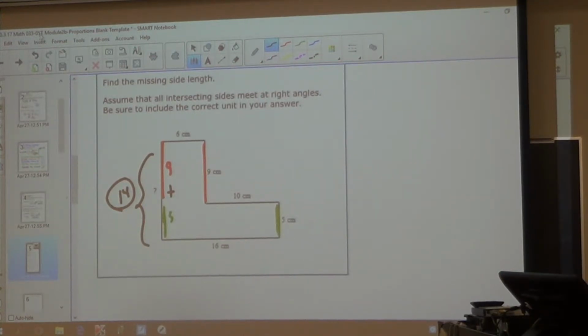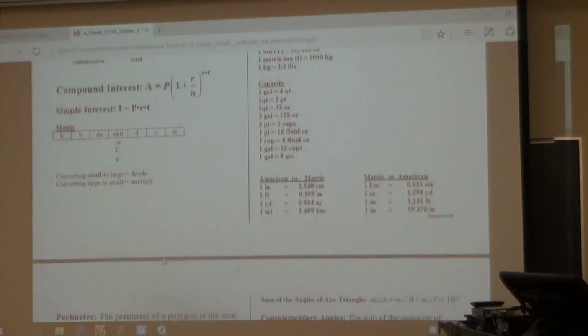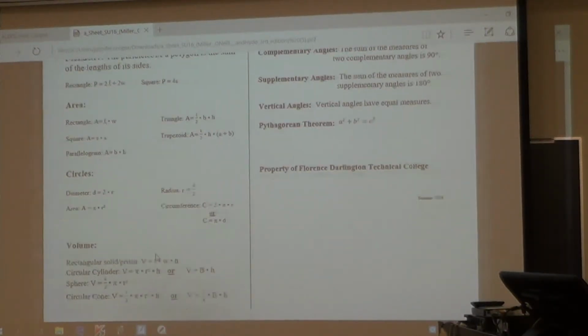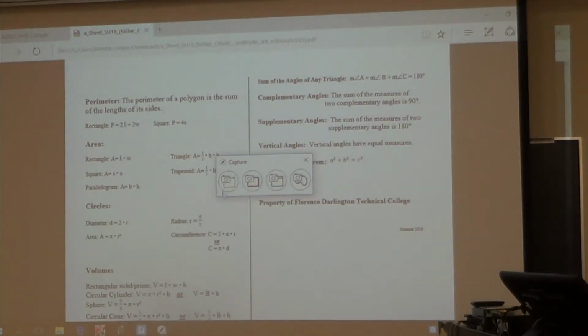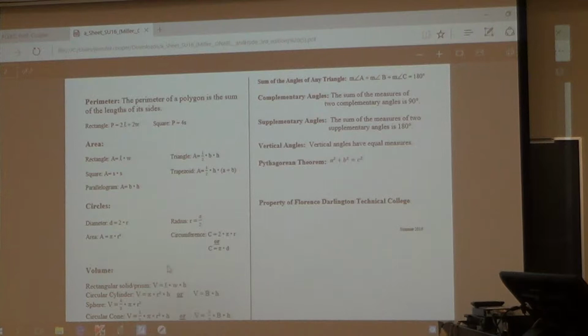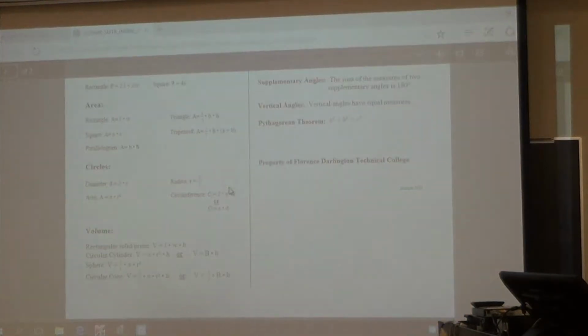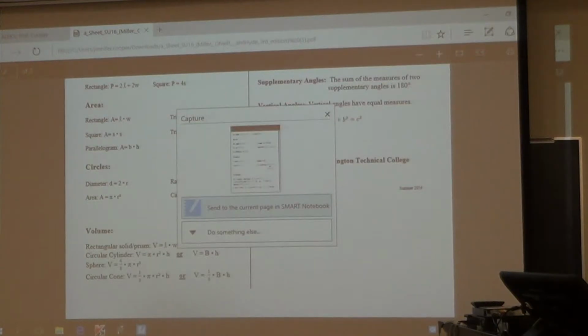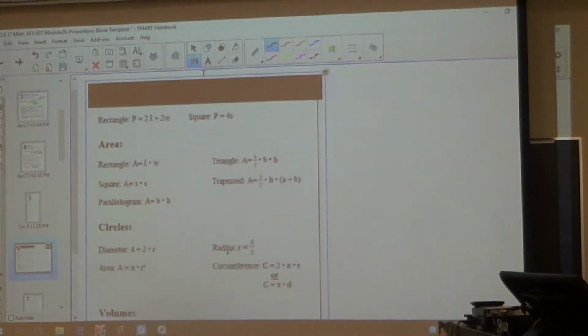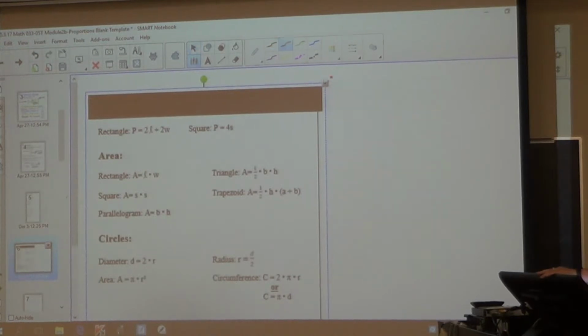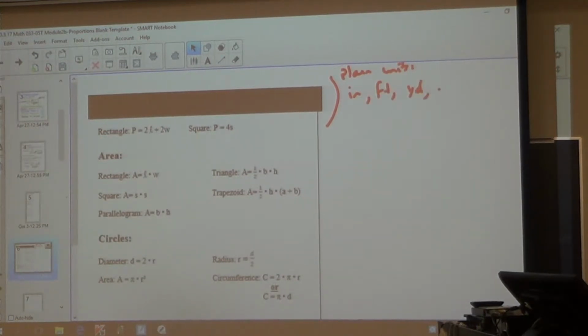Okay, when I give you a formula sheet, I kind of gave them to you in the order they need to be in. So perimeter has plain units. So perimeter is inches, feet, yards, miles, whatever. So the way I remember that, P for plain units, P for perimeter. So perimeter has plain units.